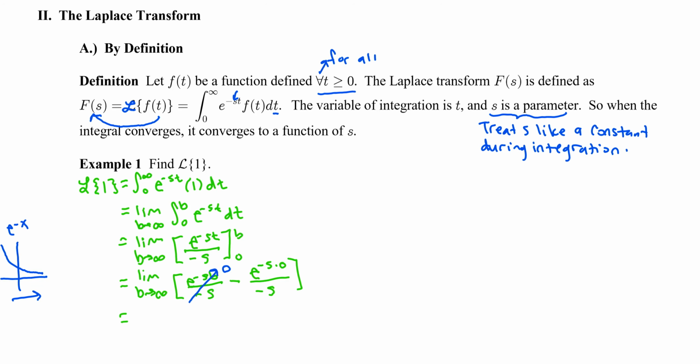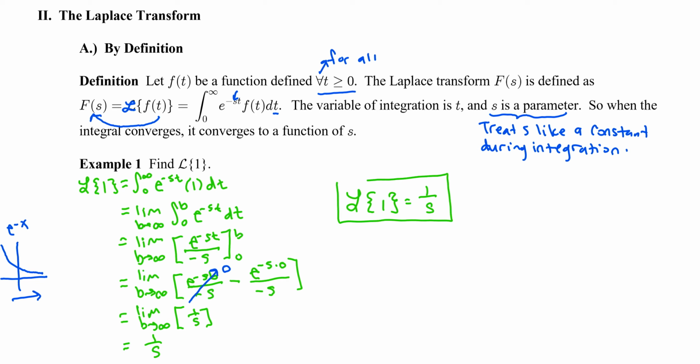And the second term is going to be 1 over negative s. We can cancel these two negatives. We're going to get positive 1 over s. And the limit as b approaches infinity of the constant 1 over s is the constant 1 over s. So we have just found the Laplace transform of 1. The Laplace transform of 1 is equal to 1 over s.